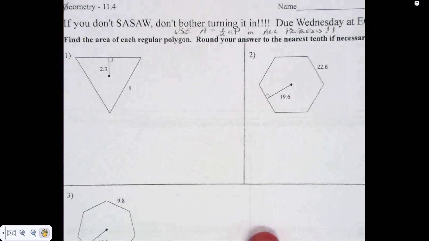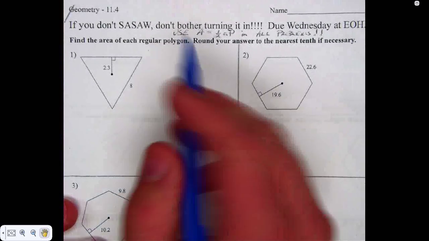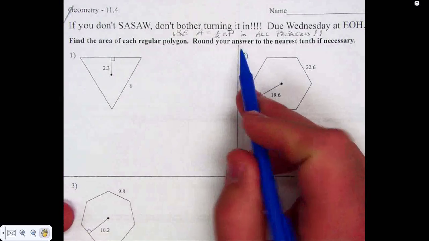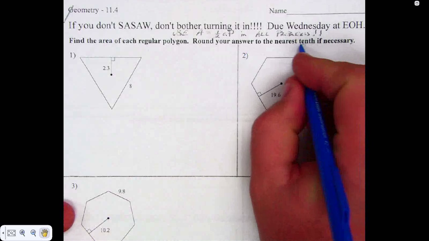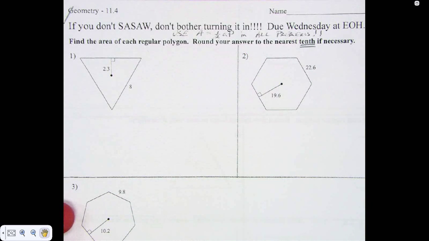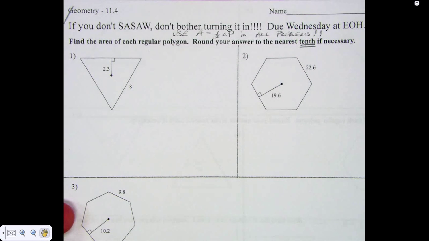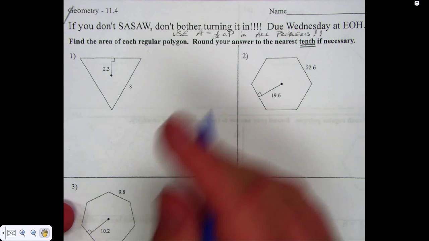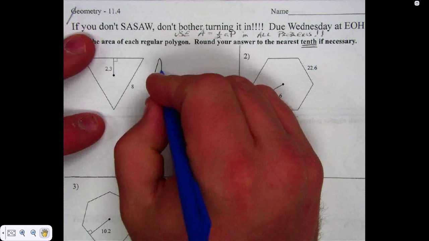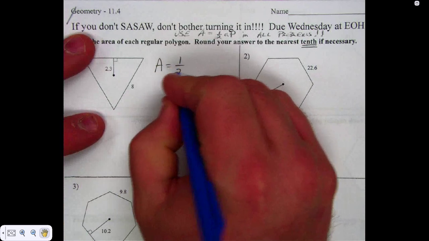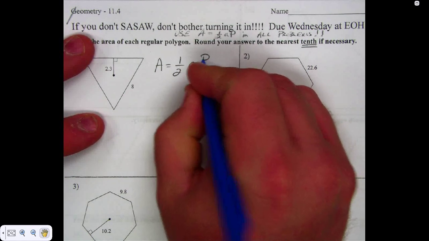First of all, I wanted to talk to you about the directions. The directions here are find the area of each regular polygon rounded to the nearest what? 10. So what does that mean? We can leave it as decimals. We don't have to leave it as square roots or anything like that, correct? So, area is equal to 1/2 apothem times perimeter.